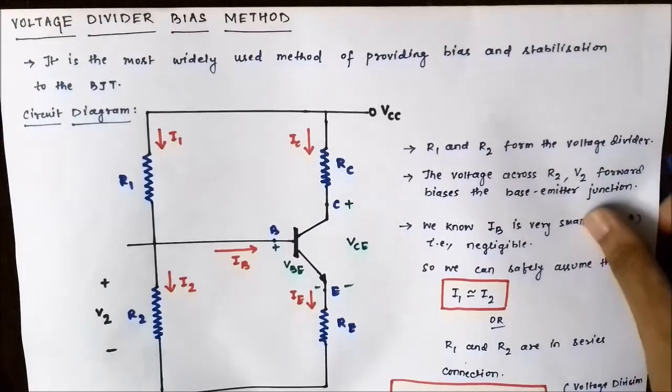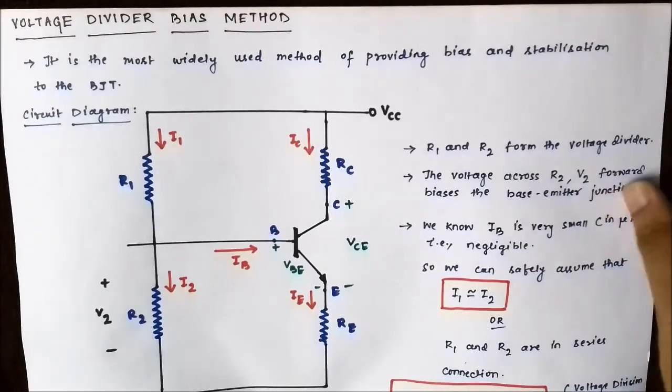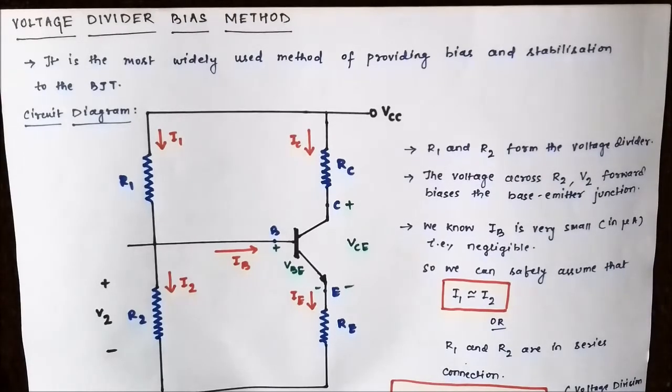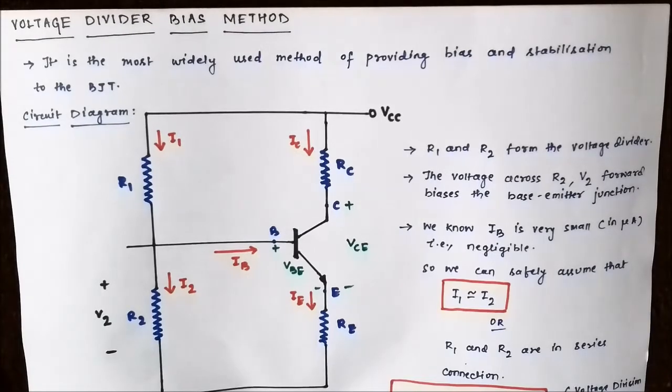Now in my previous video I discussed the collector to base feedback resistor method of BJT biasing. So in today's video I'll be discussing the voltage divider bias method, the last of the four methods which are used for DC biasing.